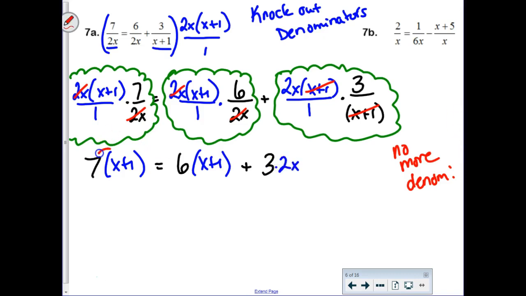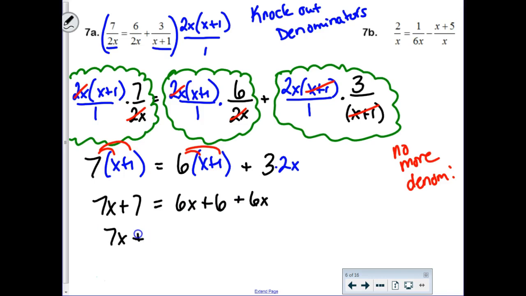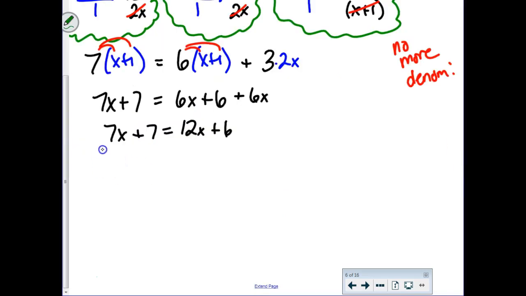So now after I distribute, we're going to have an equation that, yes, we're going to have to clean up again. So 7x plus 7 equals 6x plus 6. And then 3 times 2x is 6x. So collecting all your like terms to one side, it's going to take me a minute. Hold on, that's a 12x plus 6. All right, now let's start moving terms around. I'm going to move the x's to the right, which means I'm going to move my constants to the left.